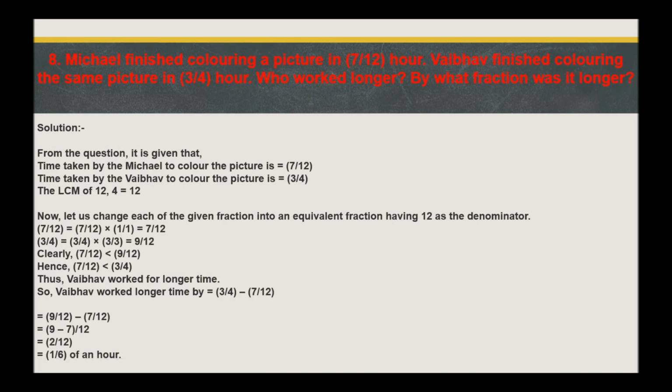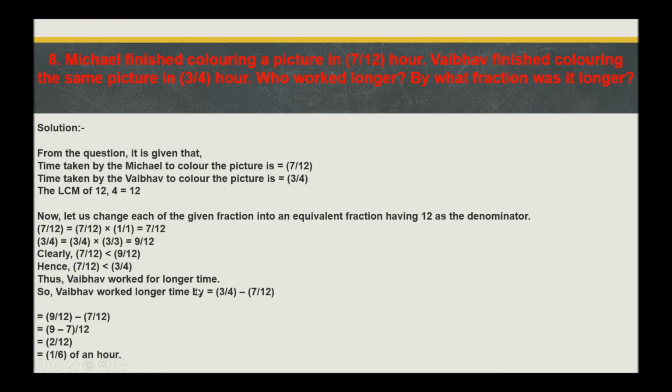Eighth question. Michael finished coloring a picture in 7 by 12 hours. Weber finished coloring the picture in 3 by 4 hours. Who worked longer? By what fraction was it longer? So the time taken by Michael was 7 upon 12 and Weber was 3 upon 4. We will find the LCM of 12 and 4, that is 12. Now we will make equivalent fractions. So it is 7 by 12 and 9 by 12. So it is clearly visible that 9 by 12 is greater than 7 by 12.